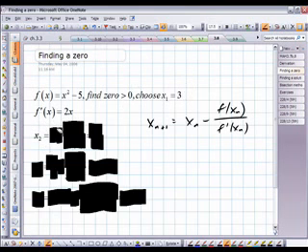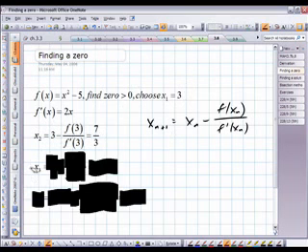So therefore x sub 2 is, here's our formula, x sub 1 minus f of x sub 1 over f prime of x sub 1. So 3 minus f of 3 over f prime of 3. You plug 3 in here, you plug 3 in here. You subtract it from 3, you get 7/3.